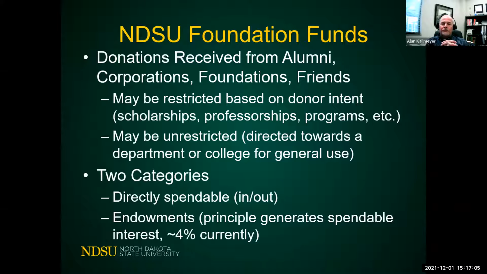And so most of the time when donations come in, those donations go to the foundation. Those funds might be from alumni, they might be from corporations, other foundations, or just friends of the university. Often those funds are restricted based on donor intent. So a lot of donors will want those funds to go into scholarships or a professorship, or they want it to go to a specific program. And so they will tag those funds for that particular intent.